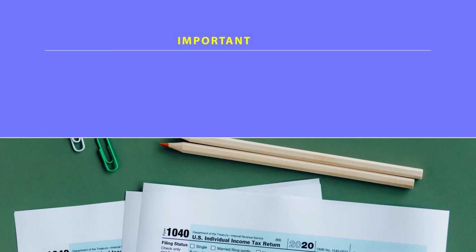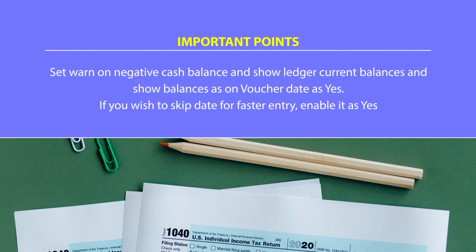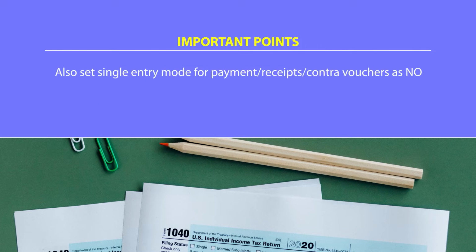There are certain important points which we need to know before proceeding with the voucher entry. By default, you will get By and To instead of debit and credit, so you have to set that option as yes. You can also set the option as yes so that a warning on negative cash balances is given to you. If you want to see the ledger current balances and the balances as on voucher date, you have to set both the options as yes. You can skip the date also in case there are a large number of entries on a particular date. Also, single entry mode for payment, receipt and contra voucher should be set as no.